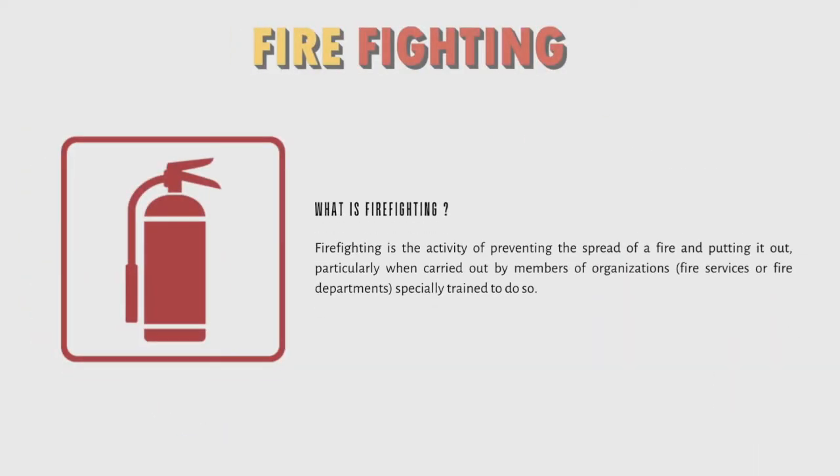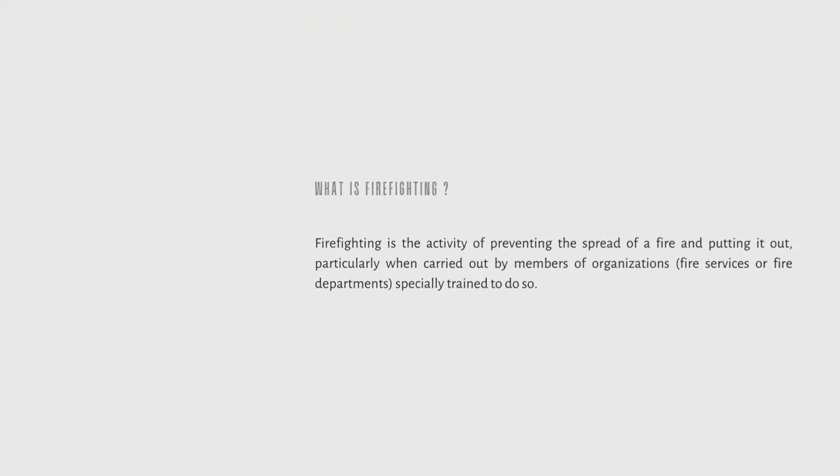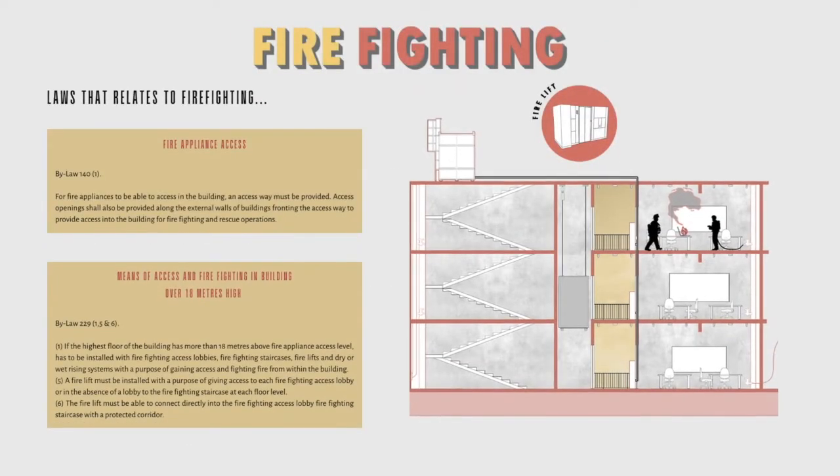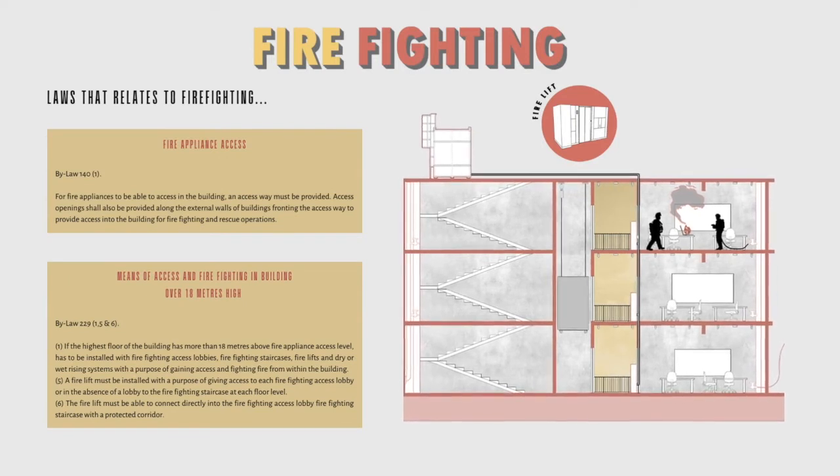Now, the final step of the active fire safety and evacuation scenario is firefighting. Firefighting is the idea of preventing the spread of a fire by putting it out. However, only specially trained organizations are able to do so. Overall, for fire appliance access, openings must be laid along the external walls of buildings.